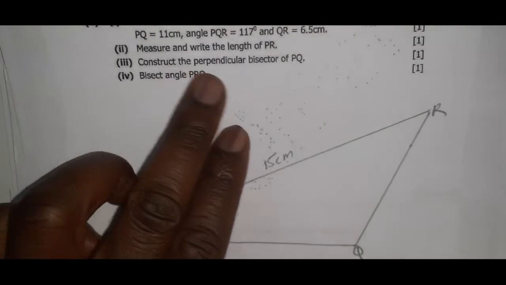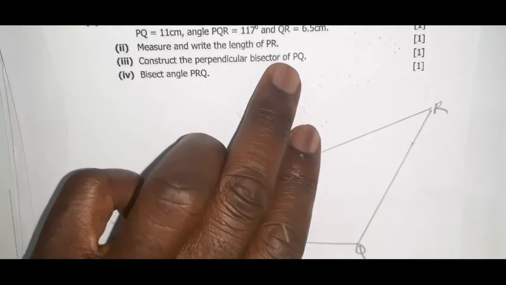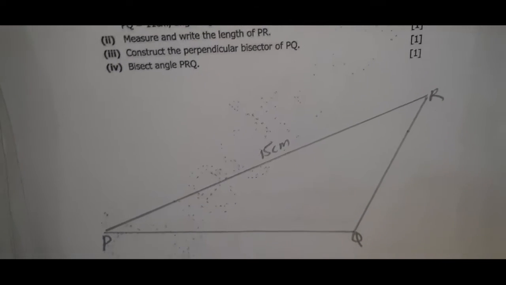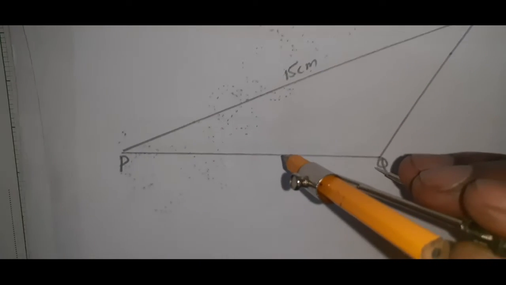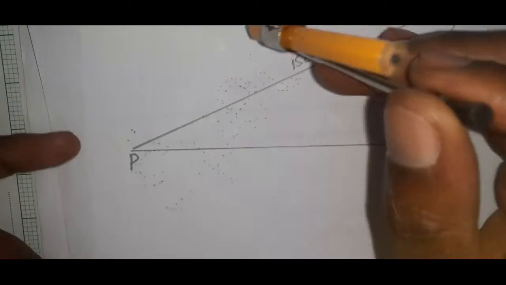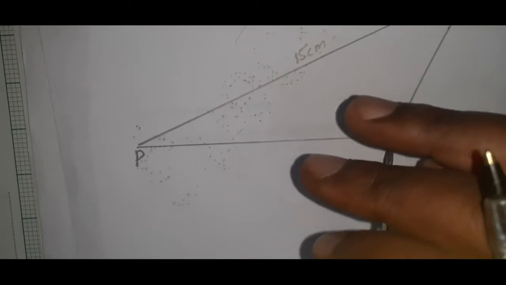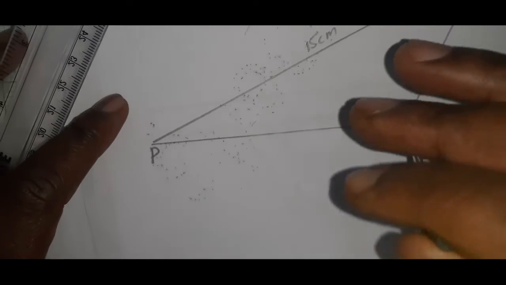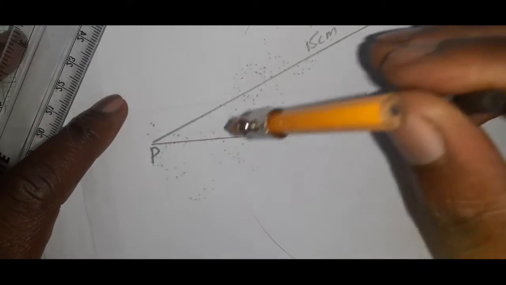Construct the perpendicular bisector of PQ. The perpendicular bisector of PQ is, we need to bisect this. And how do we bisect? We said we go more than half. We draw an arc up here and also we draw an arc down here. Okay? Draw an arc down here.